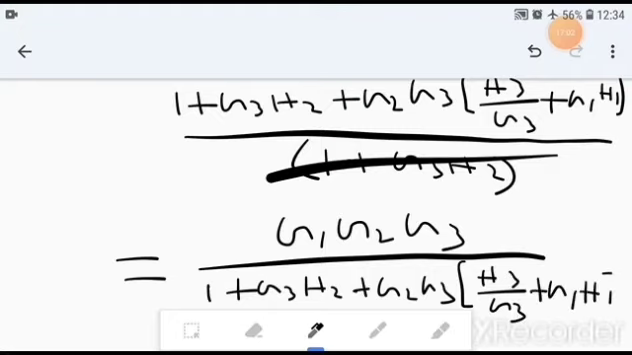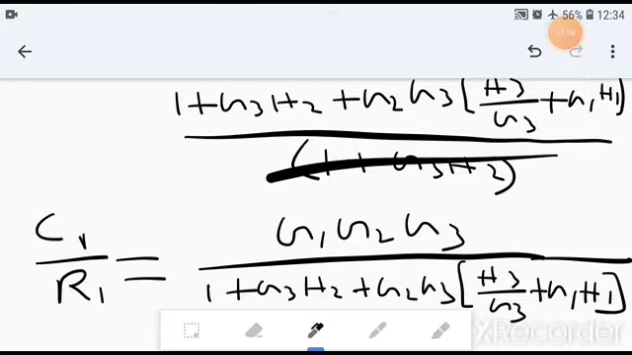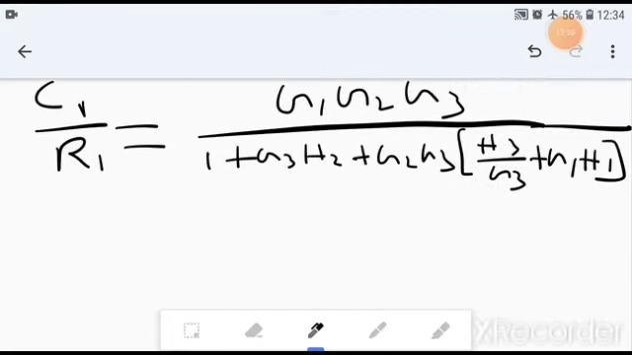This is case 1 we have completed, where we calculated C1 by R1.